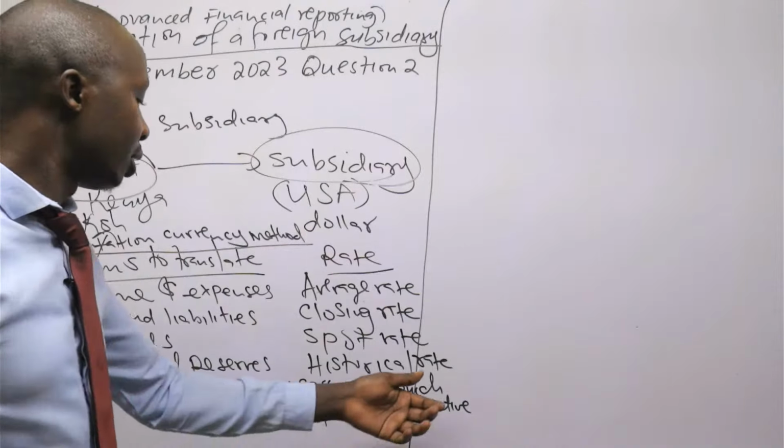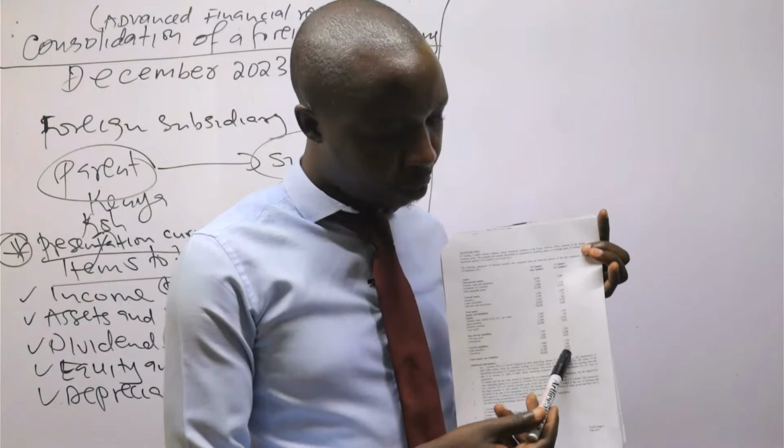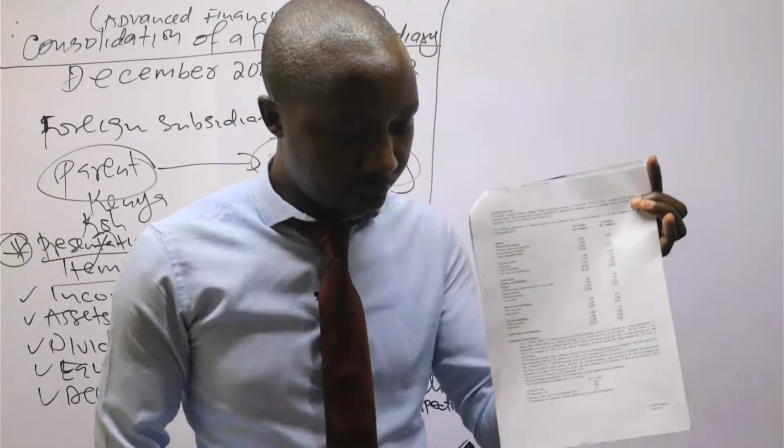So you have the relevant statement there. So this is the statement for H Limited and S Limited. So remember that the operations of S Limited are in a foreign currency called a krona. So we have to translate these to the reporting currency, which is Kenyan shillings, in the process of consolidation.